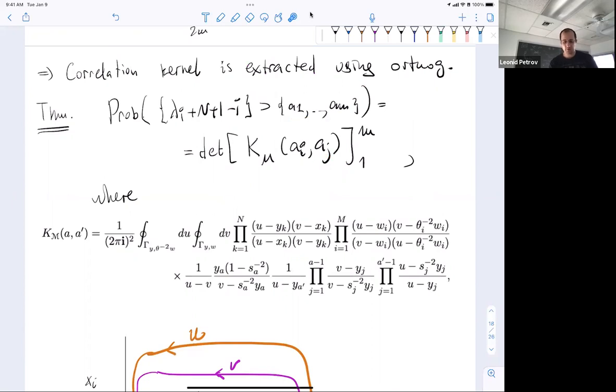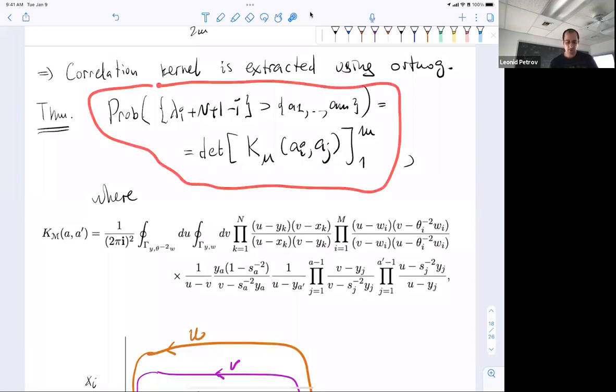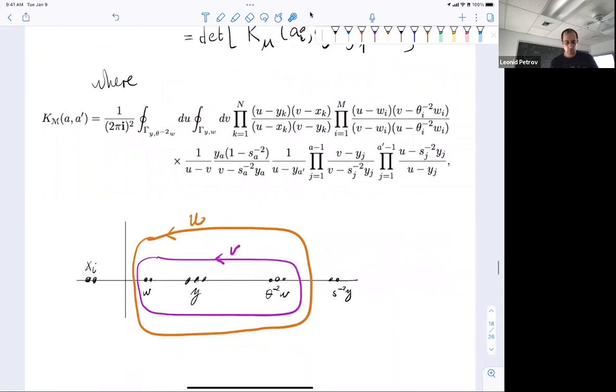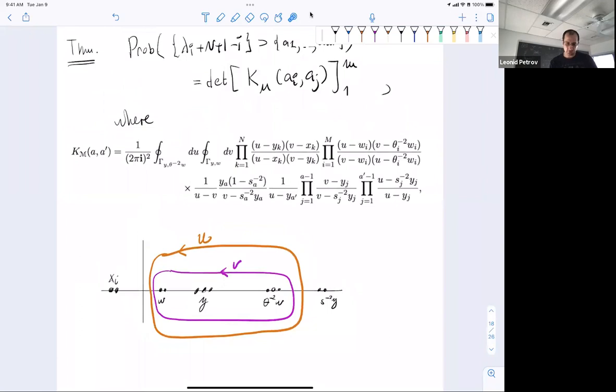And this 2-point function is called the correlation kernel, and the point process satisfying this property is called a determinantal point process. And the correlation kernel has an explicit form as a double contour integral of an explicit product function having all these parameters lumped together. So here are the integration contours. Yeah, so I guess I'll stop here.